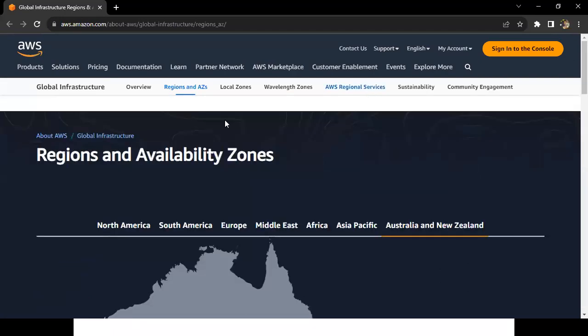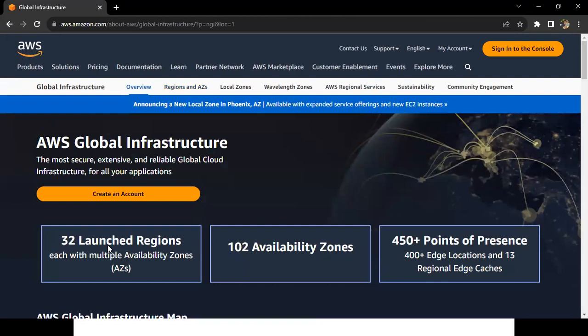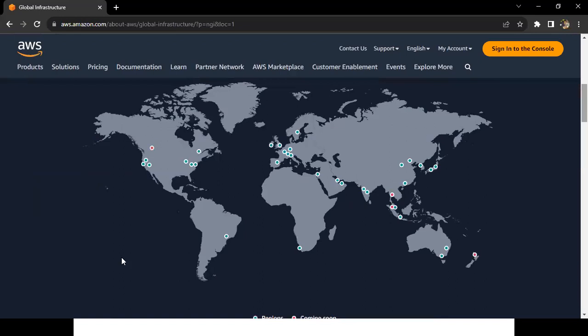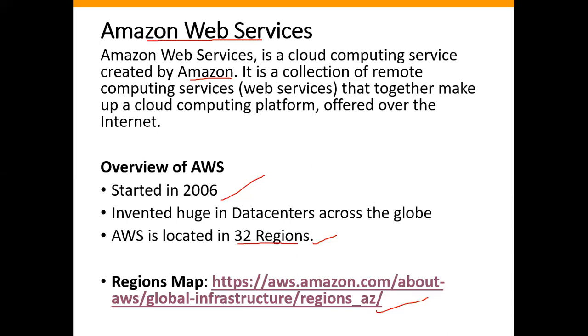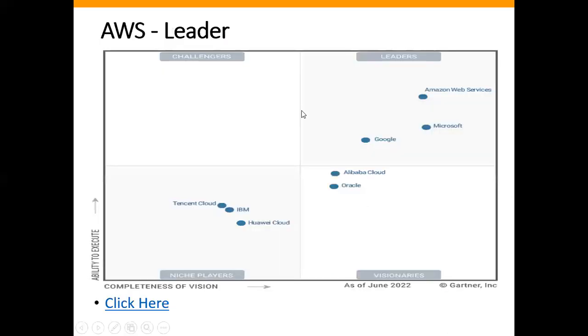If you want to see the full map, we can go to overview. In overview, you can see here, we have a total of 32 launched. And here is the full map. So total 32 data centers we have right now, and 4 are coming soon. One in Canada West, one in Thailand, one in Malaysia, and the other one in New Zealand, Auckland. So it means in upcoming days, we will get 36 regions all over the world in the AWS cloud platform.